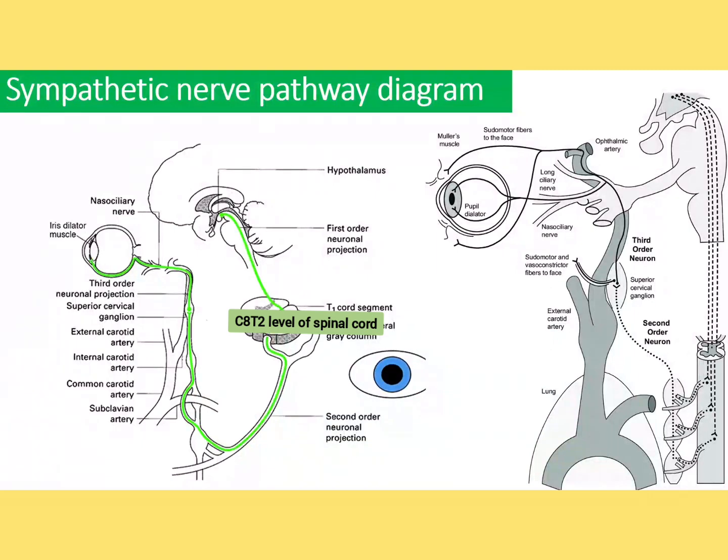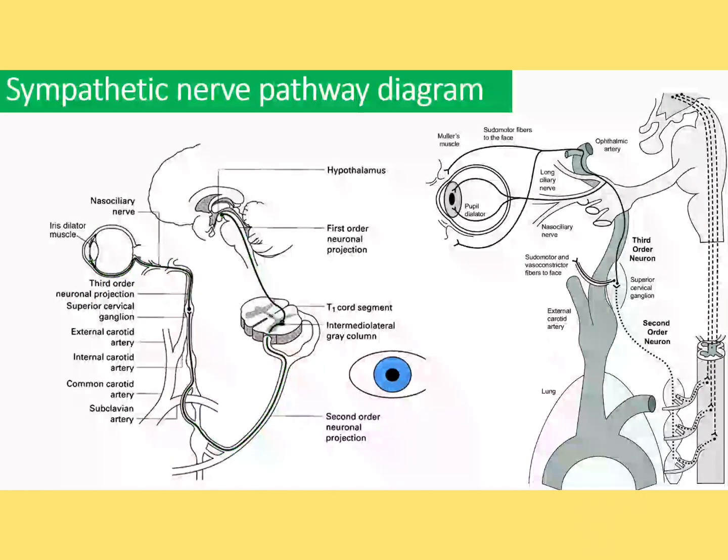Now, the origin of the second order neuron is from here, the intermediolateral cell column. In this site, it gets synapsed with the first order neuron. Now, the second order neuron continues and goes through the anterior part of the spinal cord, reaches the sympathetic chain, and ultimately reaches the superior cervical ganglion. Here in the superior cervical ganglion, it gets synapsed with the third order neuron.